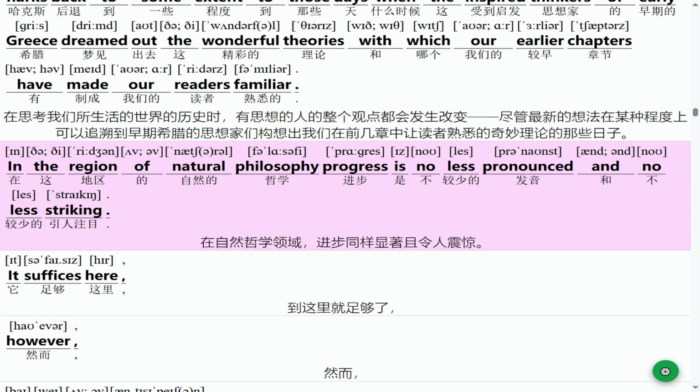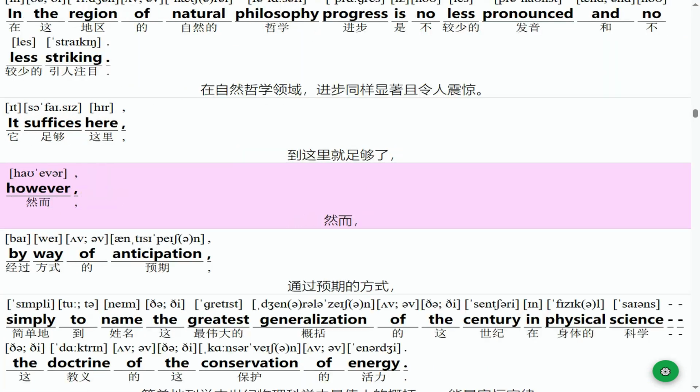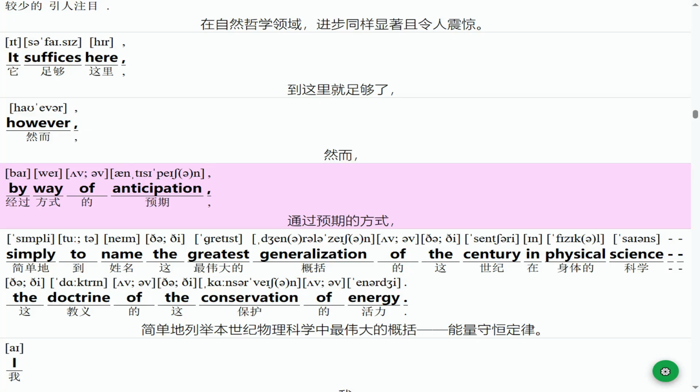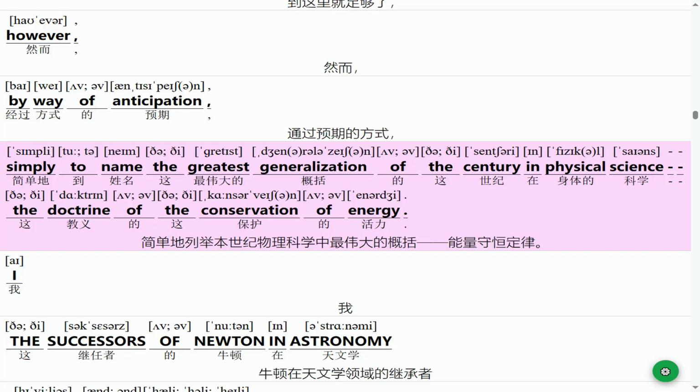In the region of natural philosophy, progress is no less pronounced and no less striking. It suffices here, however, by way of anticipation, simply to name the greatest generalization of the century in physical science, the doctrine of the conservation of energy.